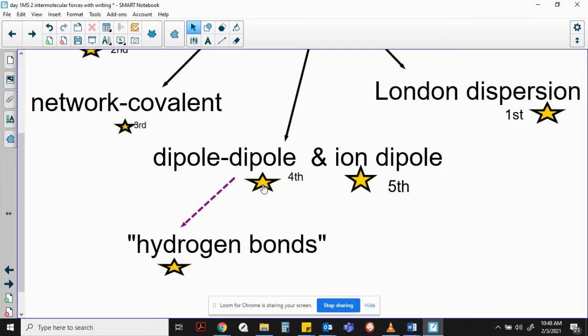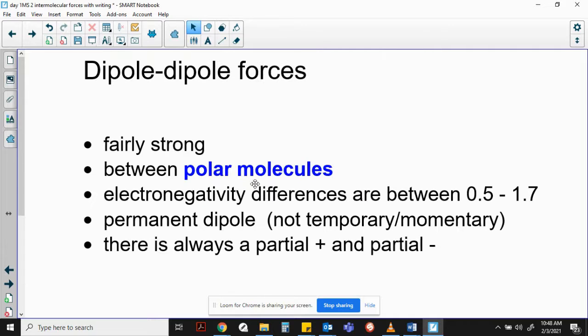of dipole-dipole. Okay, note that hydrogen bonding is stronger than dipole-dipole. However, if we look at dipole-dipole first, then hydrogen bonding will be a little bit easier after. So our dipole-dipole forces are going to be fairly strong. They're going to be between polar molecules. And so again, a polar molecule is where we've got that partial charge.